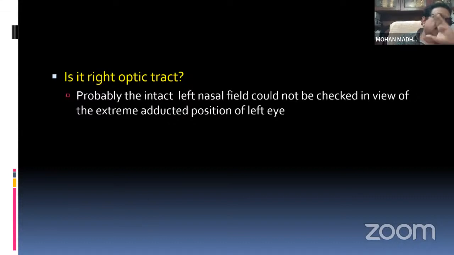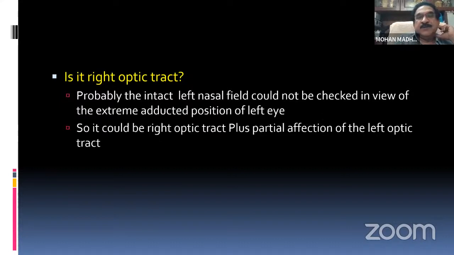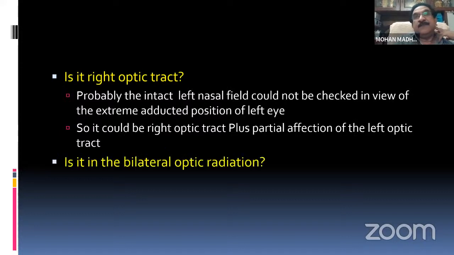Because since the eye is totally adducted, you will not be able to check the nasal field. So it is suddenly totally blind on the left side. So it could be right optic tract plus partial effect on the left optic tract. Right optic tract, total hemianopia on the left side. That nasal field cannot be checked. And partial effect of the optic tract causing the hemianopia, in the bended optic radiation.